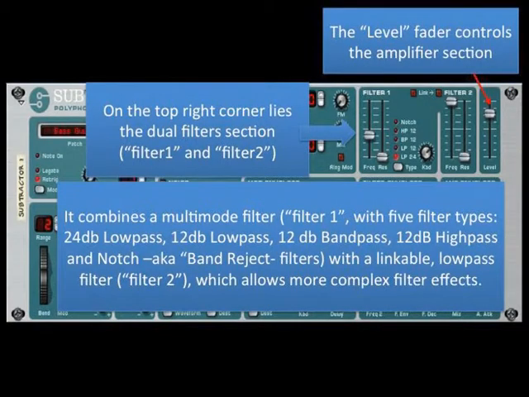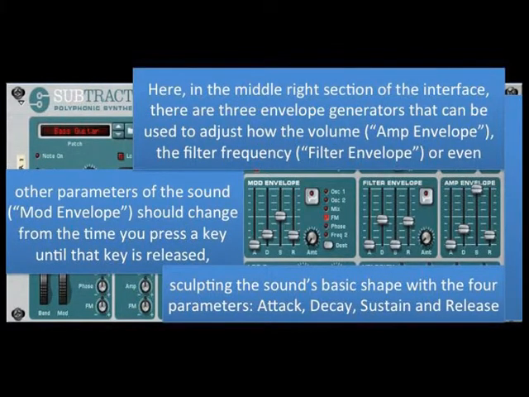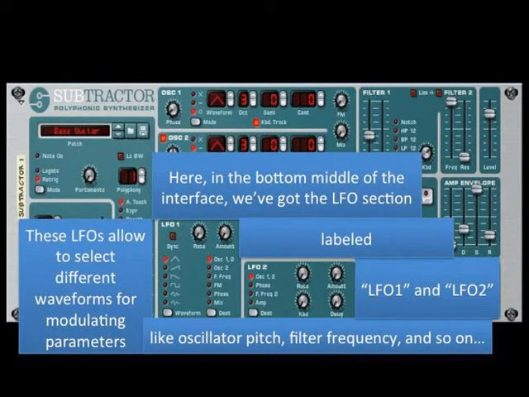On the top right corner lies the dual filter section and the amplifier section as well. Here we've got 3 envelope generators that can be used to adjust how the volume, the filter frequency, or even some other parameters of the sound should change from the time you press a key until that key is released, therefore sculpting the sound's basic shape. Here we can see the LFOs that allow to select different waveforms for modulating parameters like oscillator pitch, filter frequency, and so on.